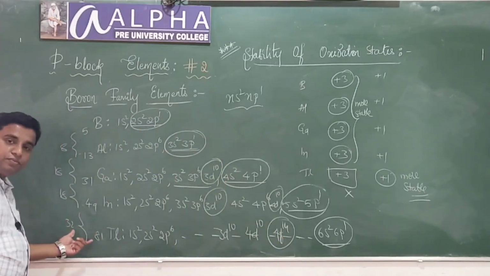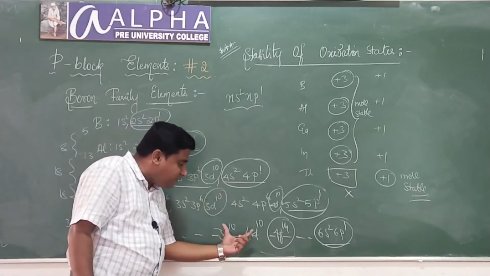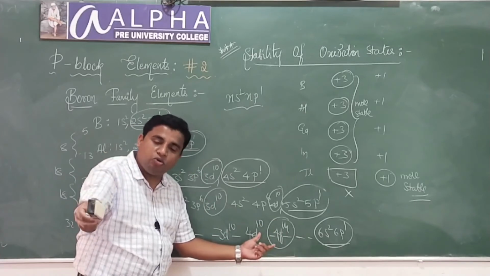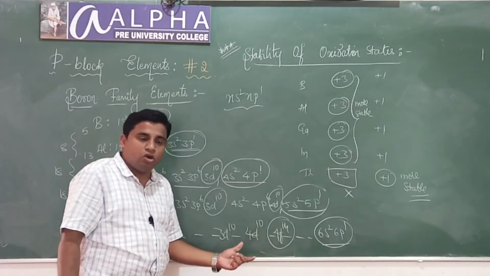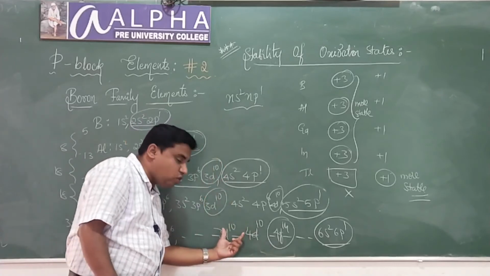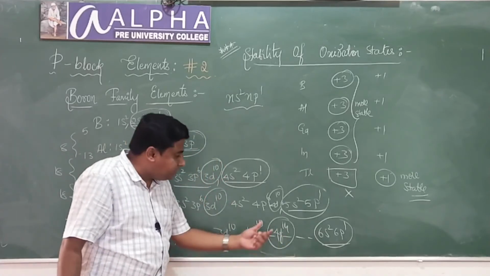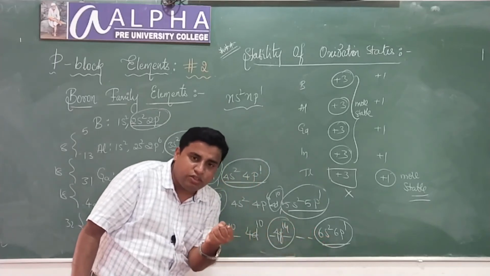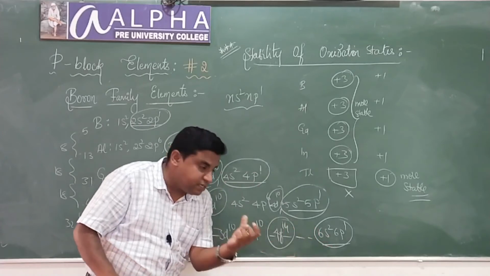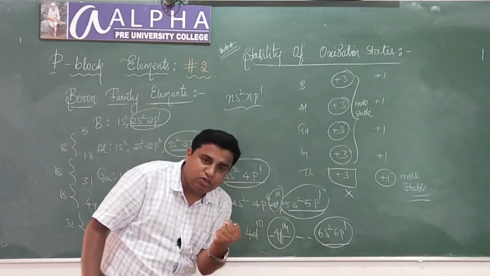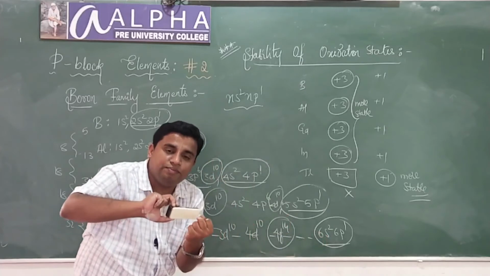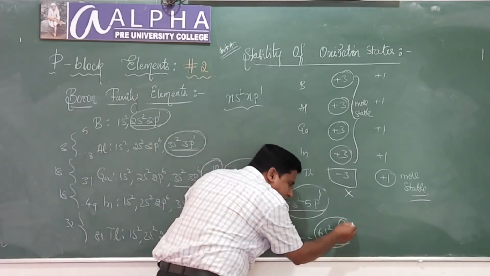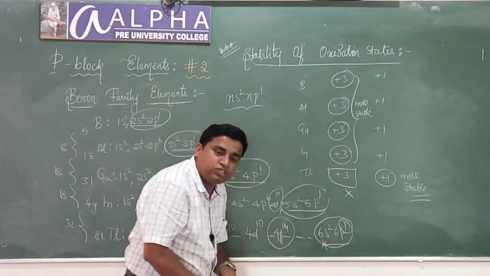In thallium, because of completely filled d orbitals and f orbitals, we know d orbitals and f orbitals exhibit poor shielding effect. Because of the poor shielding effect of d and f orbitals, these s electrons will be tightly held to the nucleus. Hence, since they are tightly held, they cannot be removed. The only option left is to remove the last electron. I cannot remove the electrons from the s orbital.